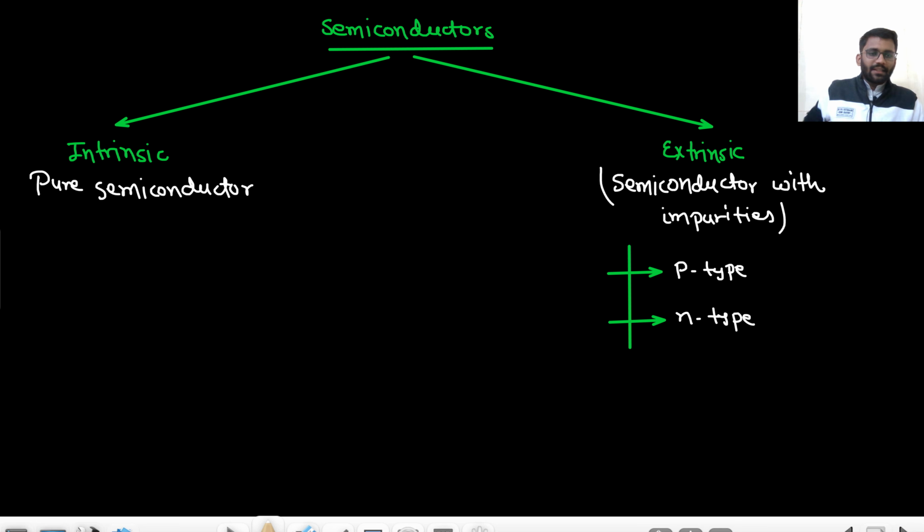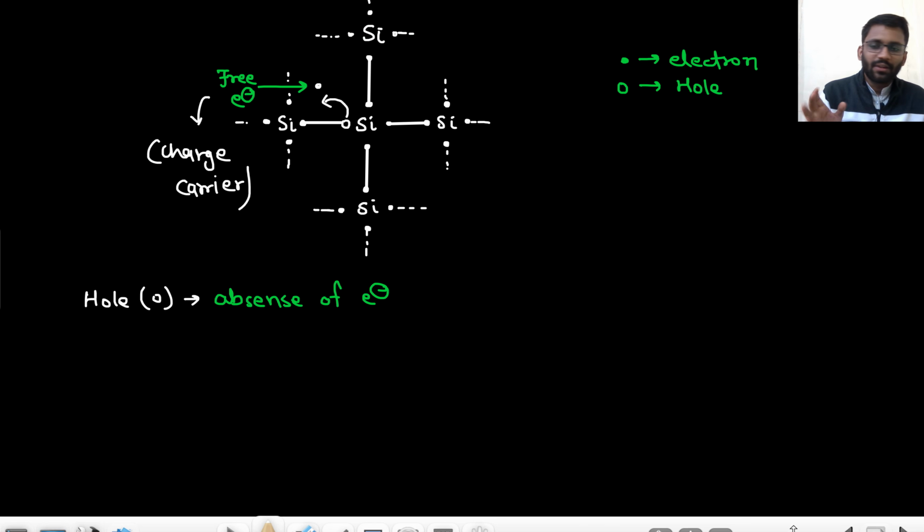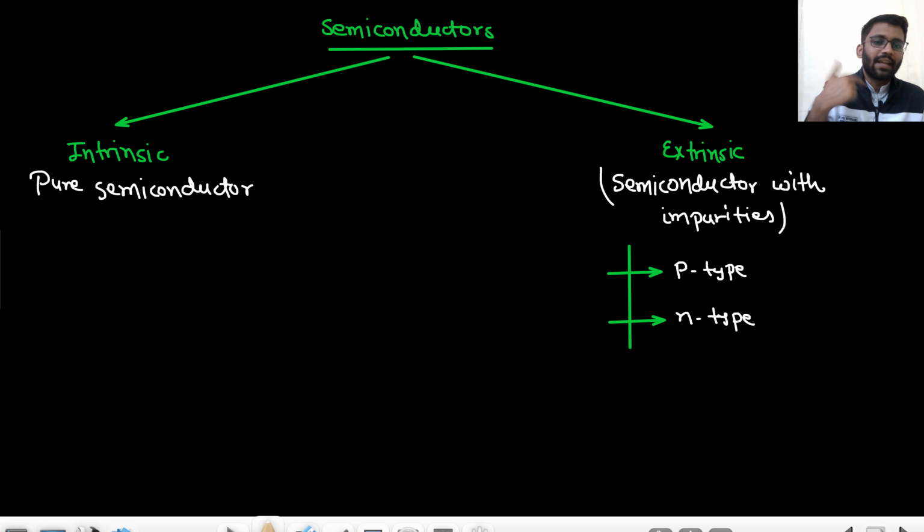So let's see the types of semiconductor. There are two types of semiconductor, intrinsic and extrinsic. Intrinsic is the pure semiconductor that we have already studied. In the complete crystal, only silicon is there. What is extrinsic?